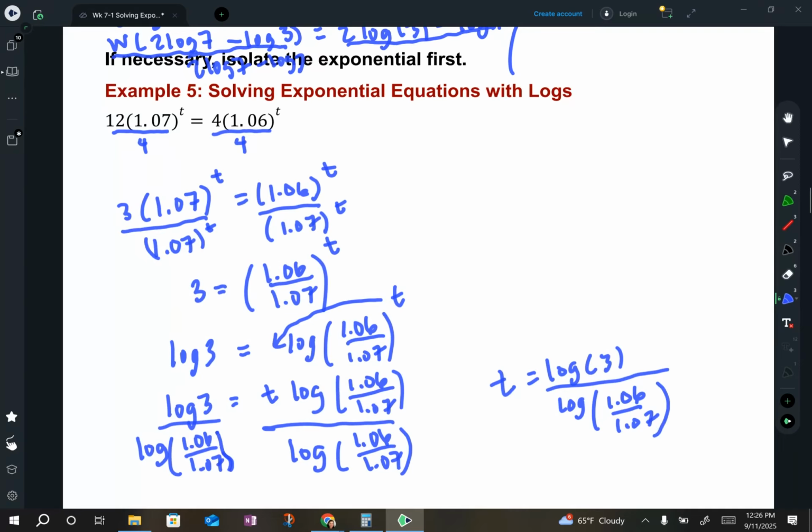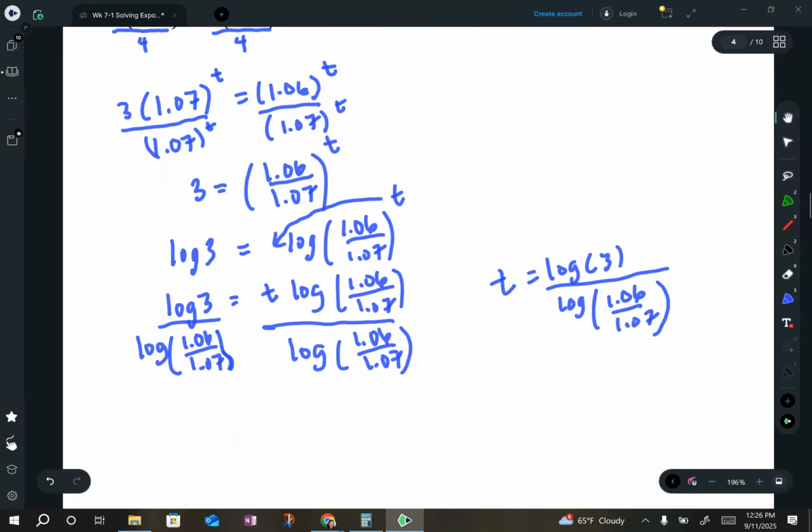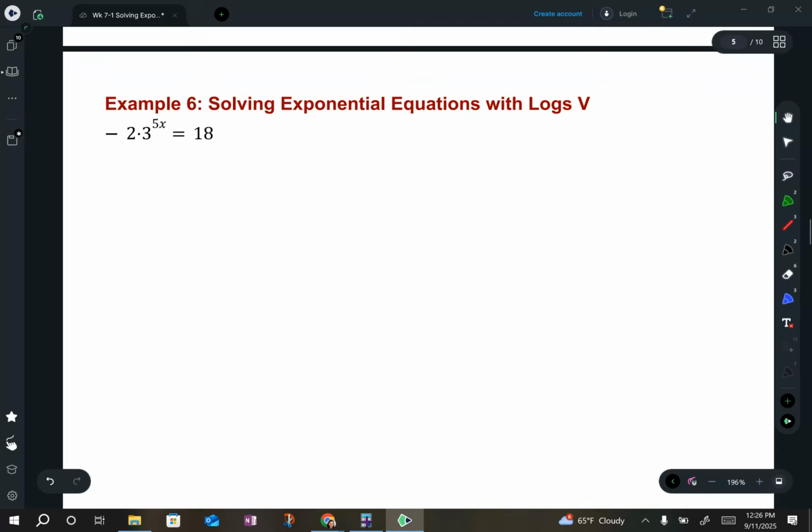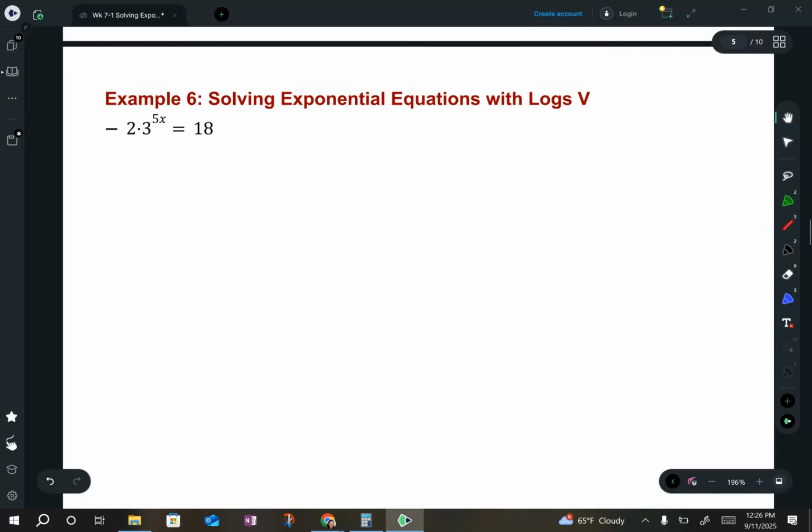So again, this is my exact solution. If I wanted to find a decimal solution, I could just plug all that into the calculator and get a decimal, and then I would check my work with that. All right, why don't you guys try this one? Isolate the exponent first and then solve using logarithms.